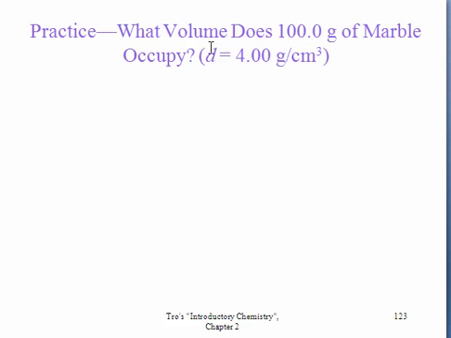Now let's look at another example. What volume does 100 grams of marble occupy? And its density is given as 4.00 grams per centimeter cubed. Okay, it doesn't ask for a specific unit here, so our unit of volume, I guess, will be centimeter cubed. So pause the lecture and see what you get, and then start it when you get an answer, and we'll see if we're on the same page.